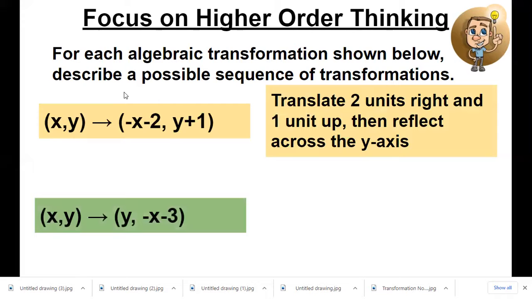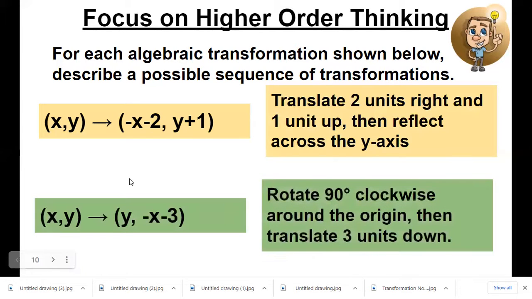How about this one? (y, -x - 3). Well, we've switched places with x and y. That has to be a rotation. Rotations are the only ones where the x and y switch places. And then if the x becomes negative, I believe that's the 90-degree clockwise. And then we're subtracting 3 from the new y value, which means it's a translation down. So you're going to rotate 90 degrees clockwise around the origin, and then you're going to translate 3 units down. So get familiar with how to read these.